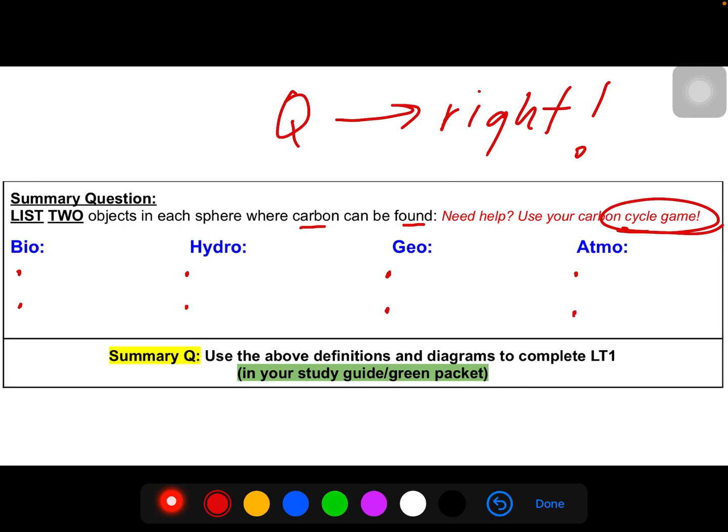Once your summary question is good to go, then you're over looking at your learning targets. Number 1, just a quick, in your own words, what do we know about each sphere and examples for each one. You can draw those or write them, whatever works best for you.